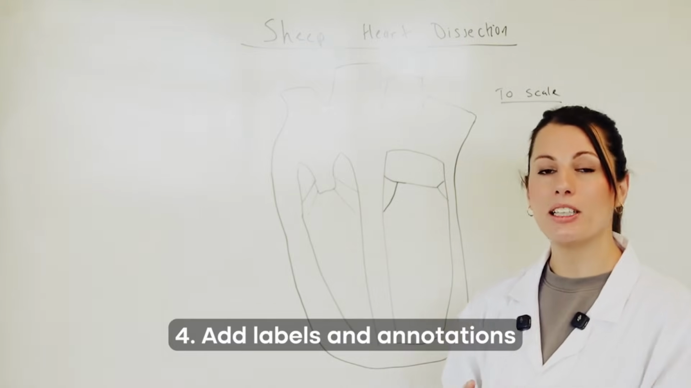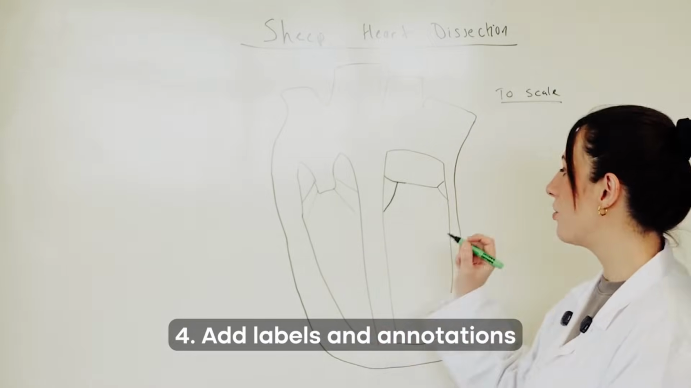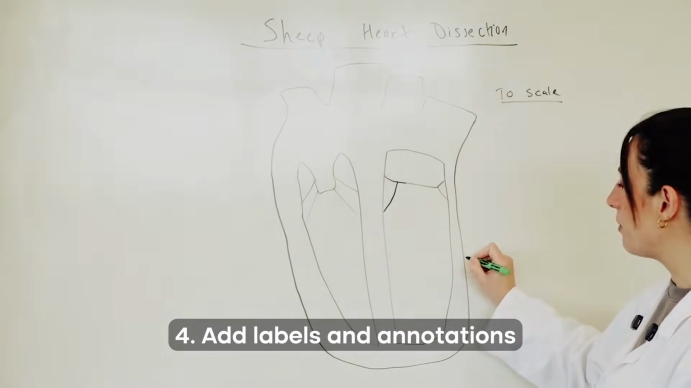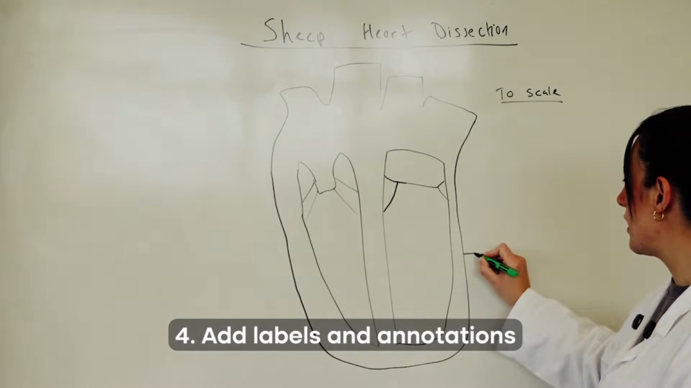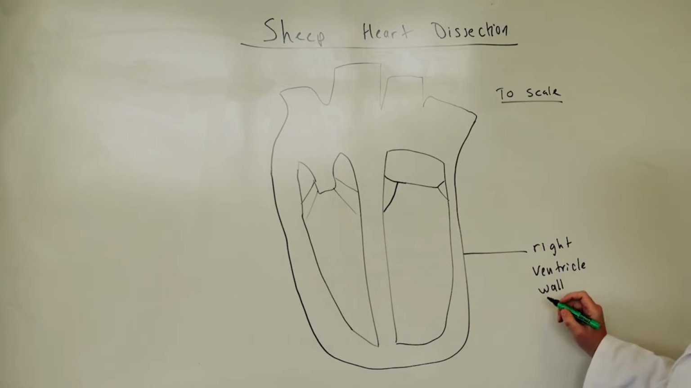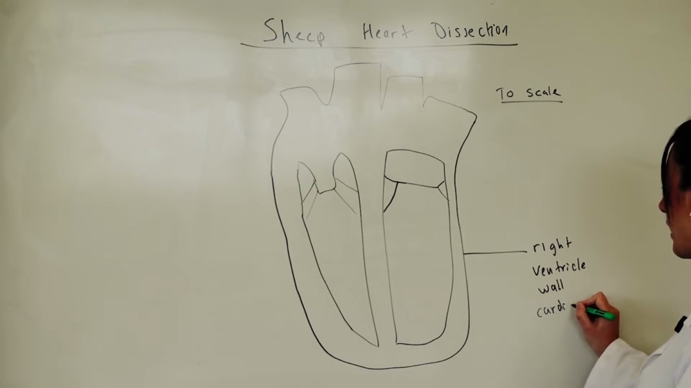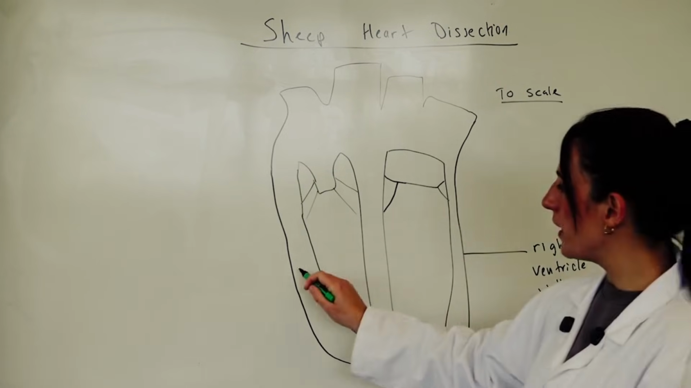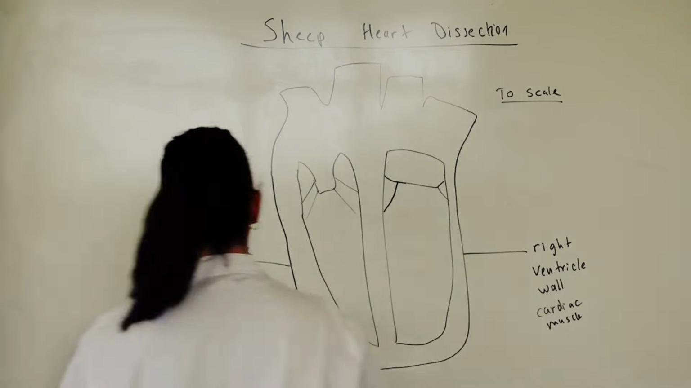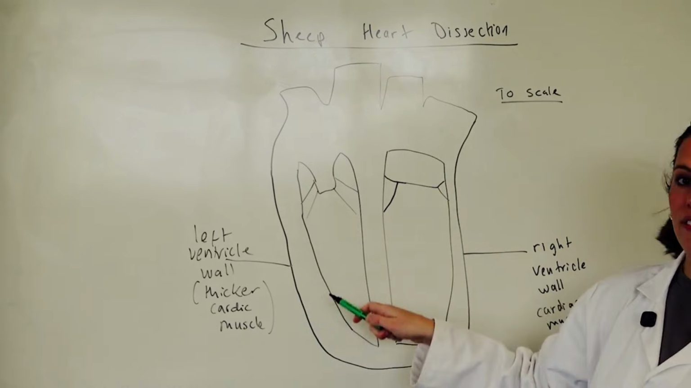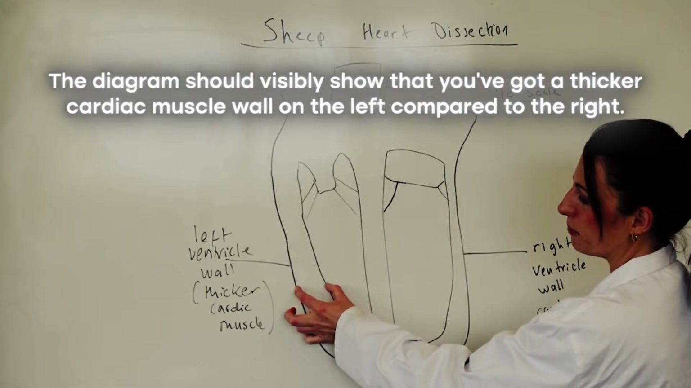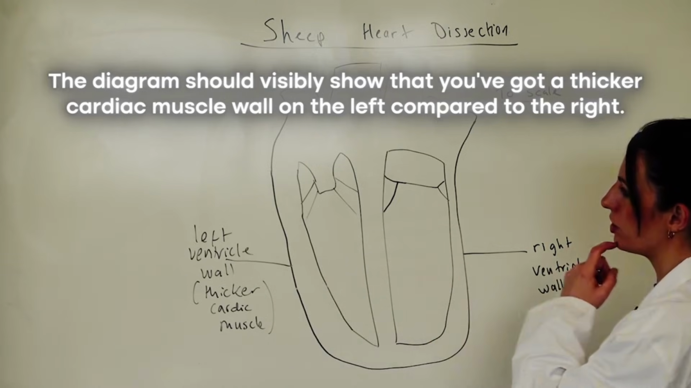Next then, they need to label and annotate their diagram, making sure that none of their label lines overlap with each other. So this one here, and they should do this with a ruler, this would be our right ventricle wall, and in other words, I'd also say cardiac muscle. On this side, we've then got the left ventricle wall, and the diagram should visibly show that you've got a thicker cardiac muscle wall on the left compared to the right.